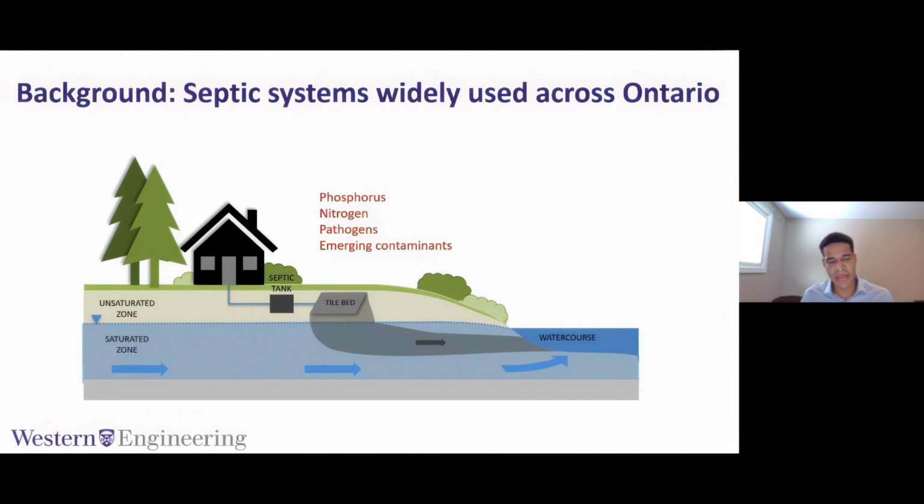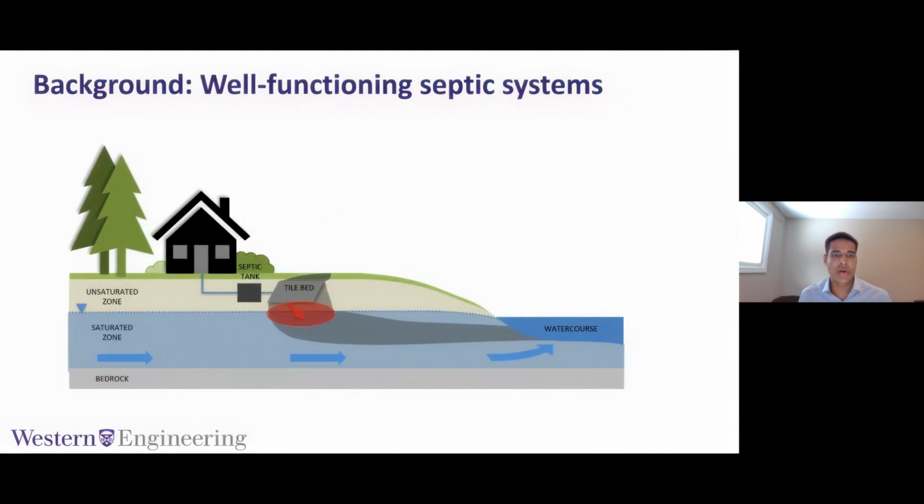And typically within the septic tank or septic system, you can find high concentrations of nutrients, microbes, and various emerging contaminants. So a well-functioning septic system ideally will have household wastewater be filtered via the tile bed or leaching bed, in which case it's naturally filtered via the underlying soil media underneath the system. And that treated effluent is then discharged into a nearby watercourse or stream.